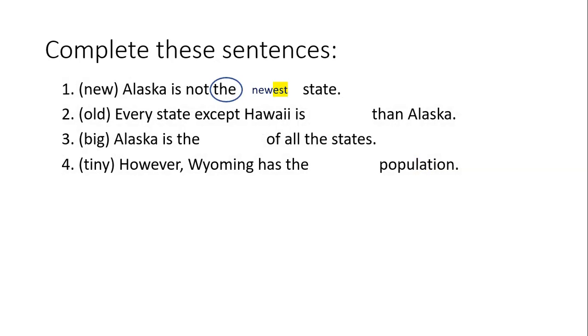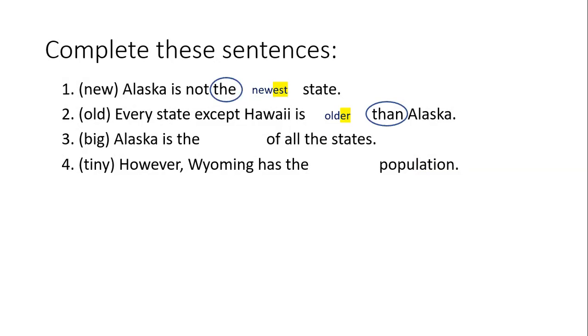Every state except Hawaii is blank than Alaska, and our adjective is old. Now, let's look at the sentence. Did you identify a word to help you decide whether you need the comparative or the superlative? If you said than, then you are definitely getting this because than is a keyword for the comparative form. When you are comparing two places, two things, or two people. In this case, we're comparing Hawaii with Alaska. So old turns into older. Every state except Hawaii is older than Alaska.